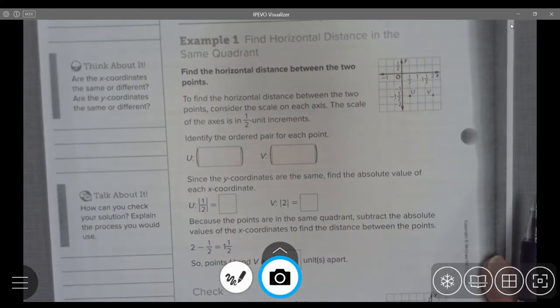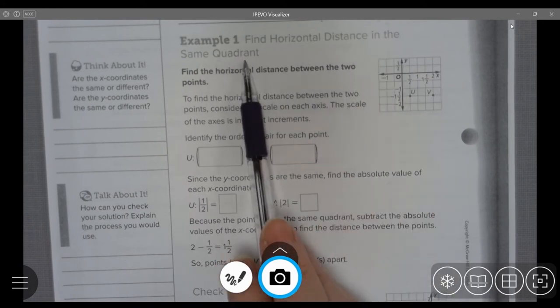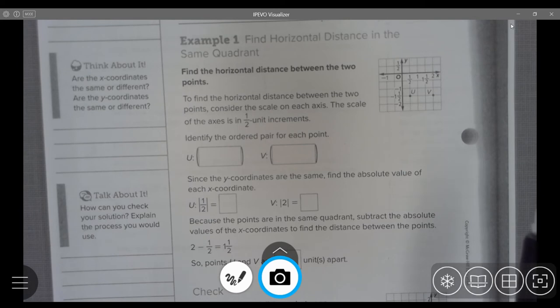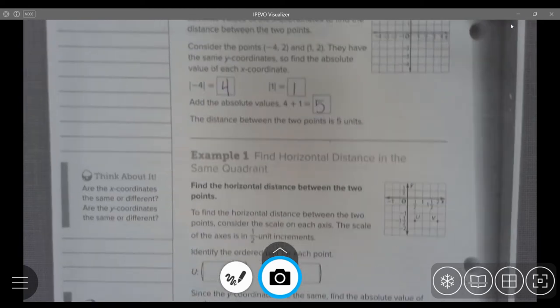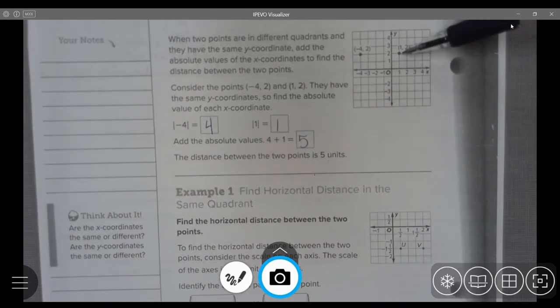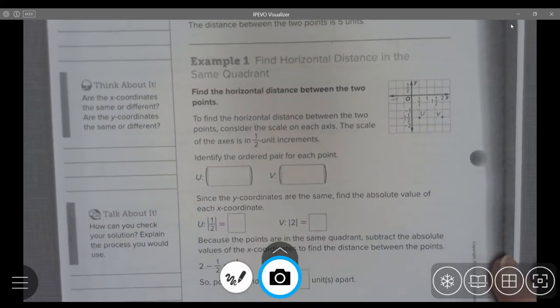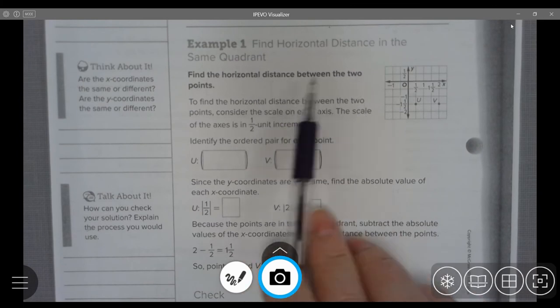Carrying on to example number 1. Find the horizontal distance in the same quadrant. In the same quadrant, remember, we have to subtract the absolute values. Same coordinates, subtract. They both begin with an S. That's how I remember it. And if they're 2 different coordinates, like we just had right above, if they're different, we need to add them together. Different and add. Add has D's in it. Different is D. So find the distance between the 2 points.